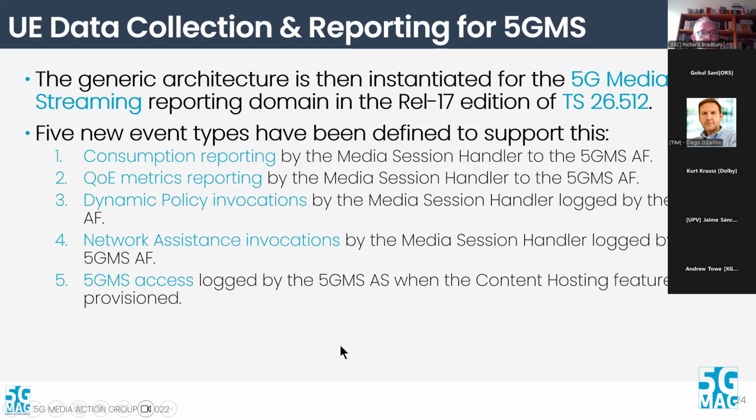So these are the 5 new event types. Consumption reporting, metrics reporting I mentioned earlier, but also whenever you invoke the dynamic policy API, you can log that in the application function and expose that as an event, and similar for the network assistance API invocations. And then finally, the access logs that come from the application server. So those are the 5 things that are relevant for the 5G media streaming instantiation of this architecture.